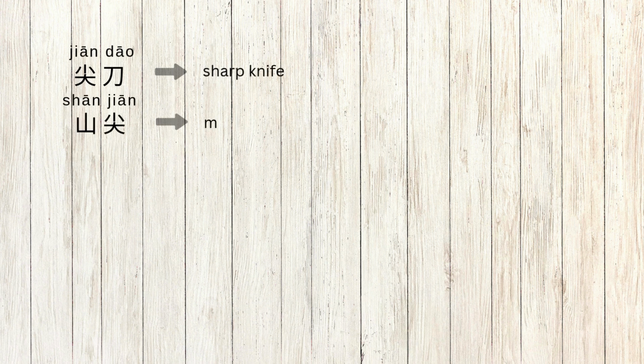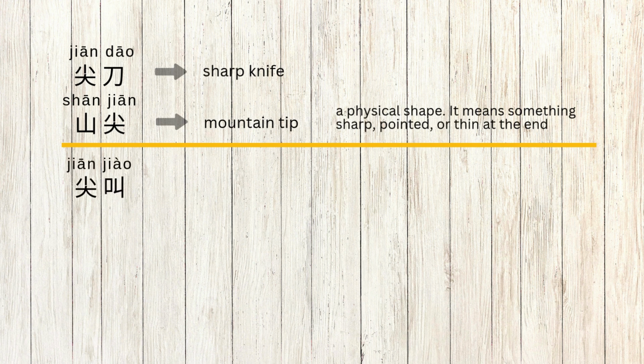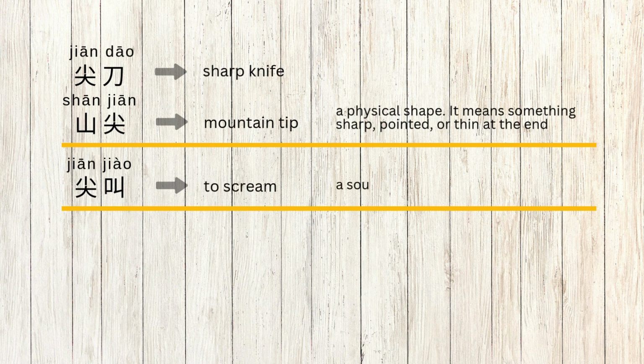abstract qualities. For example, 尖刀 means sharp knife. 山尖 means mountain tip. In this word, jian describes a physical shape. It means something sharp, pointed, or thin at the end. 尖叫 means to scream. In this word, jian describes a sound. It means high-pitched or shrill.